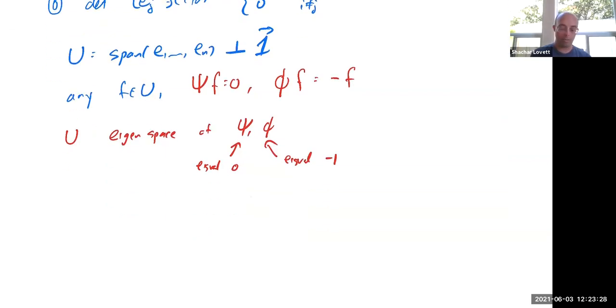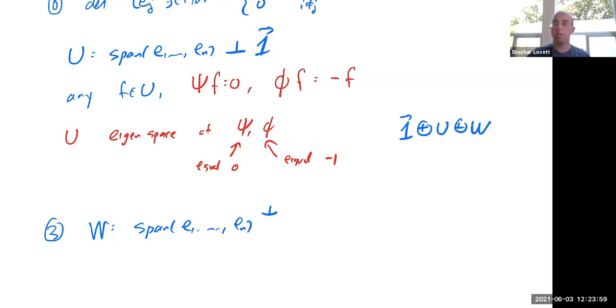And then the last piece is looking on the remainder. Let's call it W, to be perp to 1 and U. So it's going to be the span of E1 up to En perp. That's the remaining space. So remember, overall we decompose into 1 orthogonal U, orthogonal W. So U is the span of these vectors E1 up to En orthogonal to 1, and W is everything orthogonal to the rest.